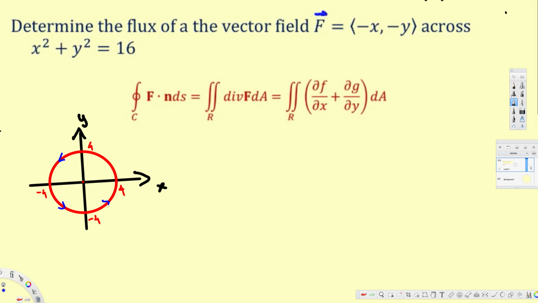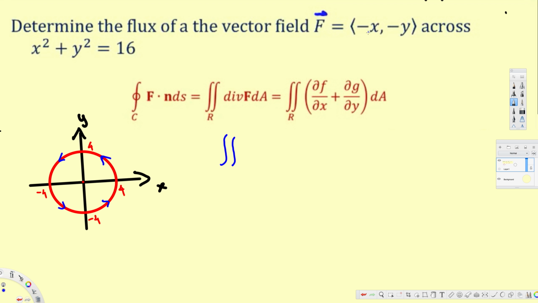Okay, and this is the equation to calculate the flux of the vector field. All we have to do is, if you remember the divergence equation, that is it. You have to do the double integral of the divergence, that is partial derivative of f with respect to x plus partial derivative of g with respect to y, and then we integrate that one. Now let's go ahead and write our double integral.